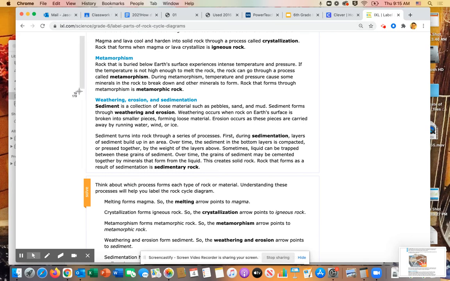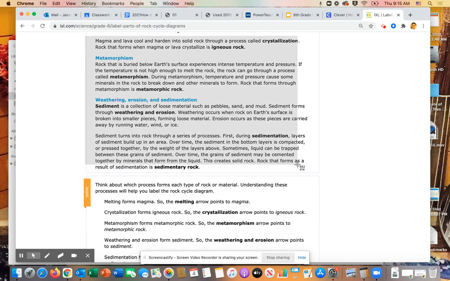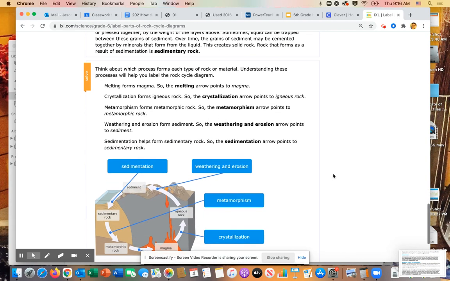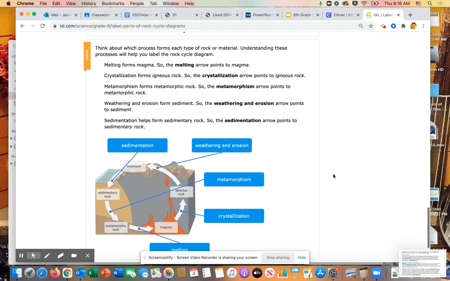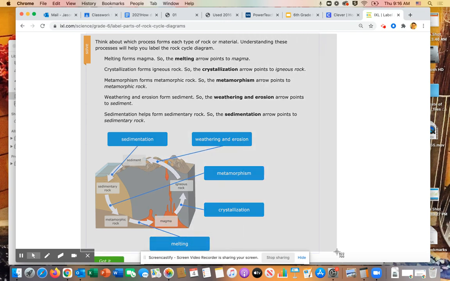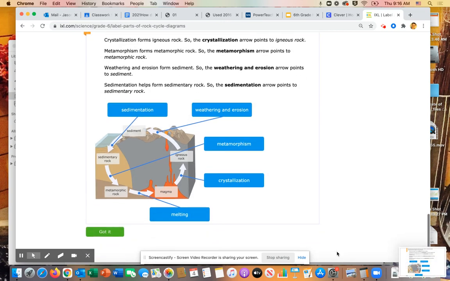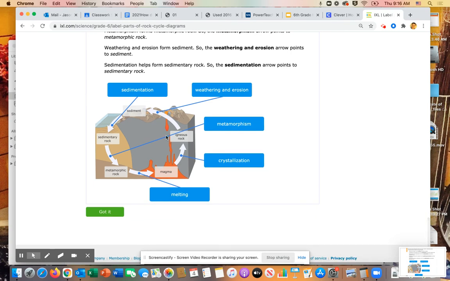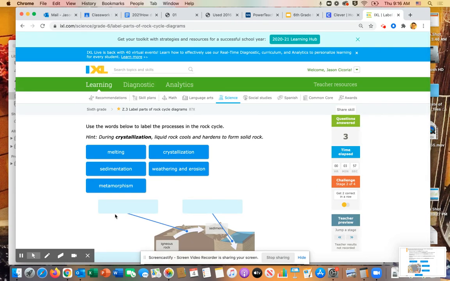Mr. C is also putting these on the lab for you. Okay? Trying very hard to get it in the right place. So this is going to help you answer those questions. Okay? So once you think you've got it, of course, you move on. There you go, guys. That should help you with Rock Cycle Z3.